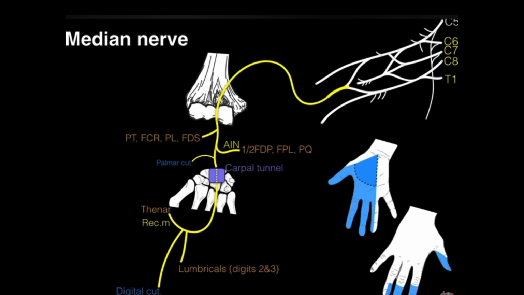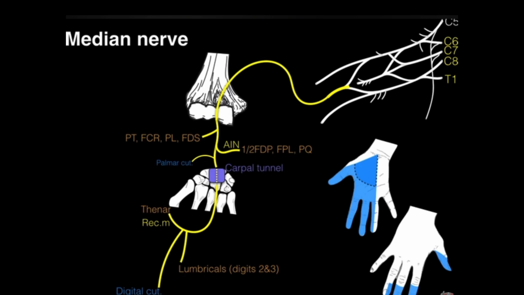For the deeper plane, median nerve gives out a branch called anterior interosseous nerve, which lies in close relation to the interosseous membrane, which is a membrane between the radius and ulnar bones in the forearm. Now, this anterior interosseous nerve provides muscular supply or motor supply to pronator quadratus muscle, flexor pollicis longus muscle, and the radial half or the lateral half of the flexor digitorum profundus muscle.